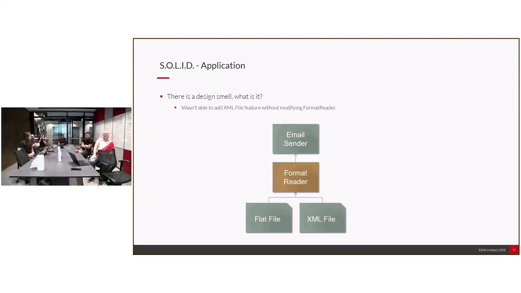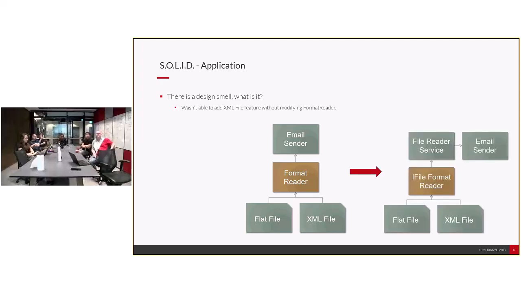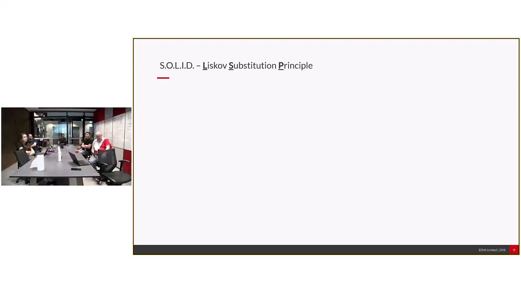Okay, so we weren't able to add an XML file without modifying the format reader, right? So that's what open closed is about. There will be a format reader, then a switch case or an if else where, if this, do this, if that, then do that. We change it to an interface, a format reader, and we typically supply the interface through DI or a dictionary or any number of such things. So this is OCP. Okay. So next one, Liskov substitution principle.